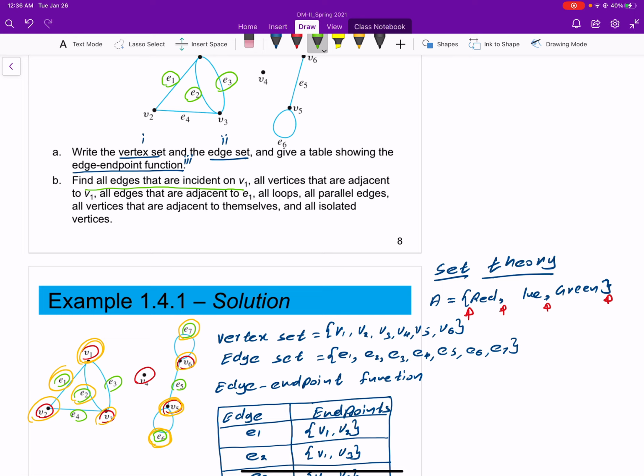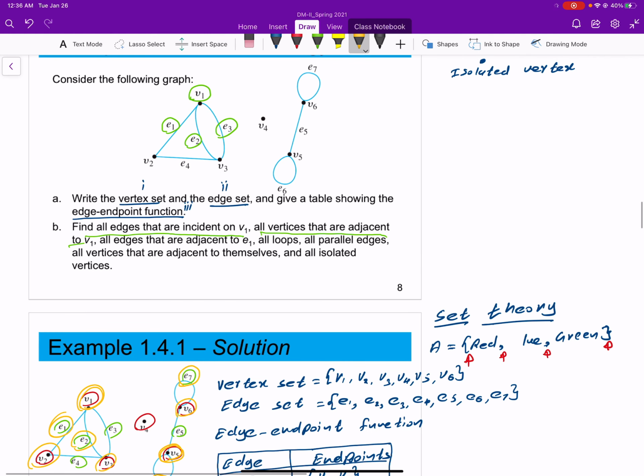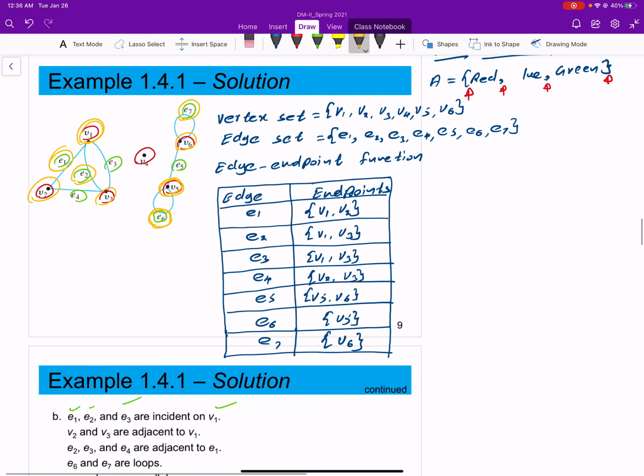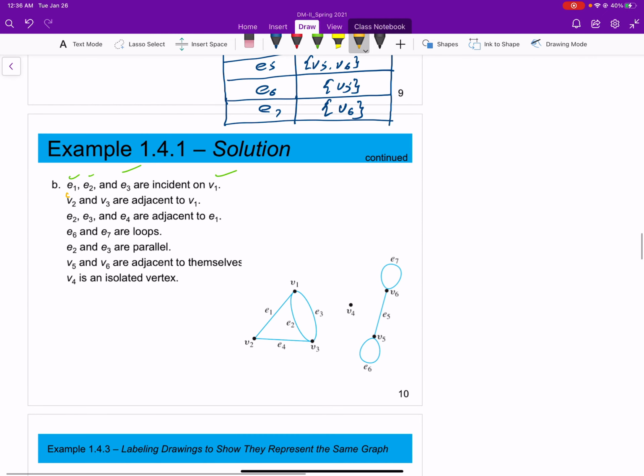Okay, and the next case is all the vertices that are adjacent to V1. Catch V1. It is right here. So this vertex is adjacent to that by an edge E1. And again, this vertex is adjacent to V1. So there are two vertices adjacent to V1. They are V2 and V3.